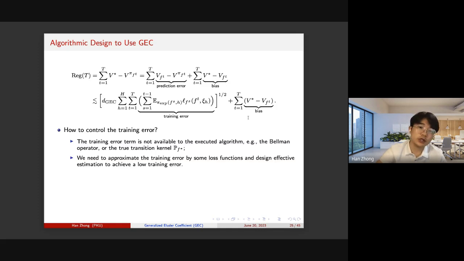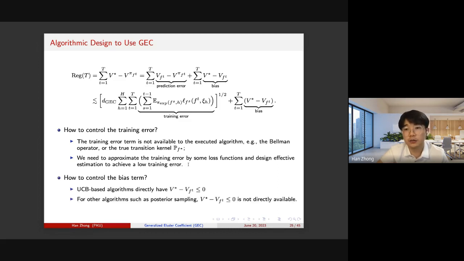So the first question is how to control the training error. The training error is not available to the executed algorithm. For example, the discrepancy function may involve the Bellman operator or the transition kernel, which is unknown to the learner. So we need to approximate the training error by some loss functions and design an effective estimation to achieve a low training error. And the bias term is also hard to control since V star is unknown to us.